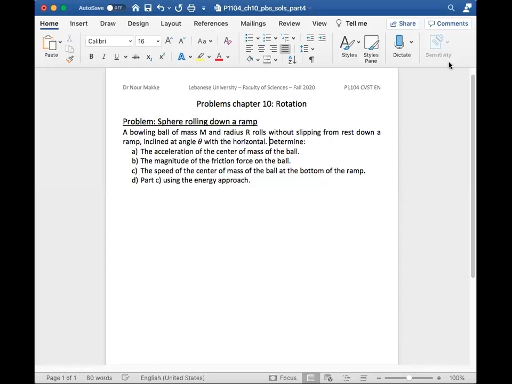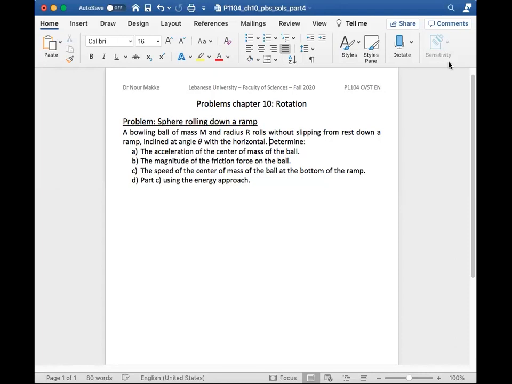Good morning, everyone. Today in this exercise, we're going to study the problem of a rolling sphere down an inclined plane. So we have a bowling ball of mass m and radius r. It rolls without slipping from rest down a ramp inclined at angle theta with the horizontal. We have to determine the acceleration of the center of mass of the ball, the magnitude of the friction force on the ball, the speed of the center of mass of the ball at the bottom of the ramp.